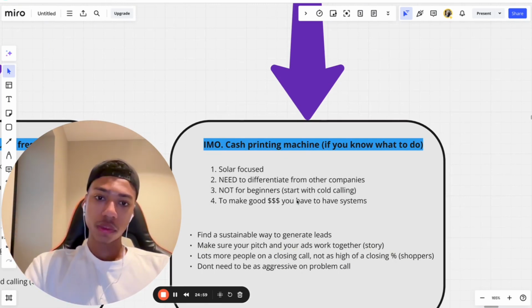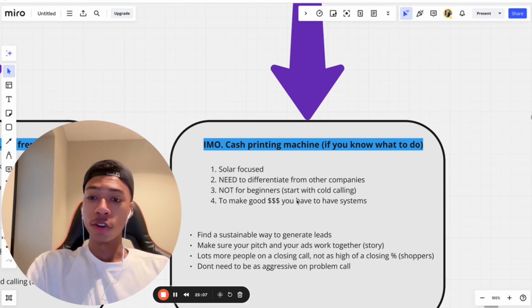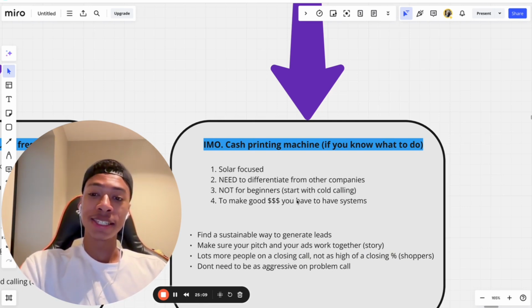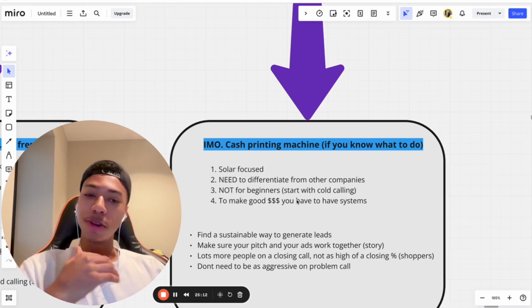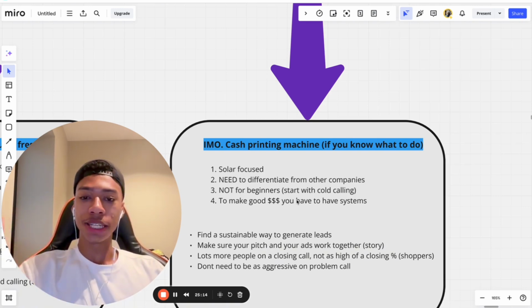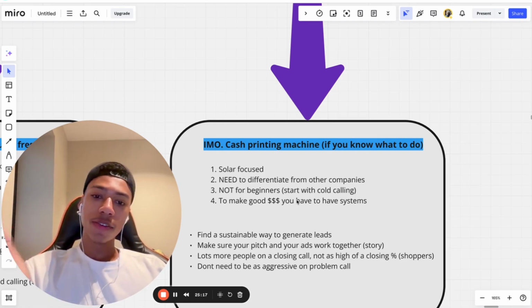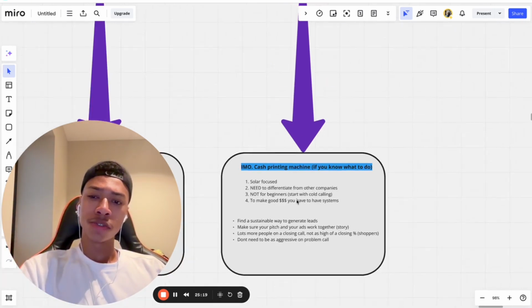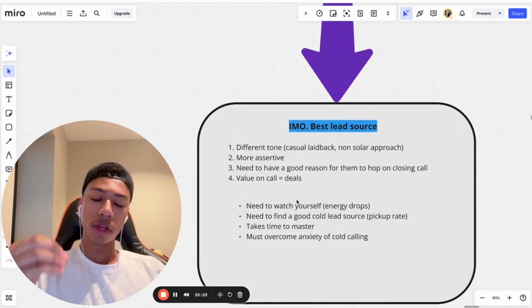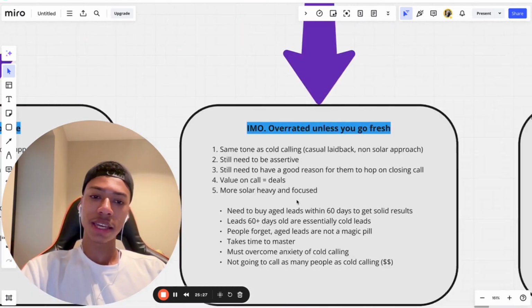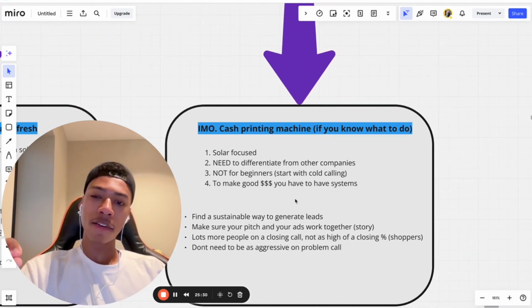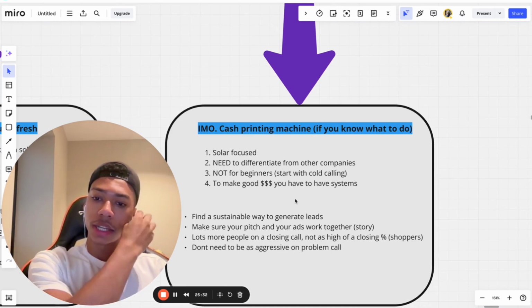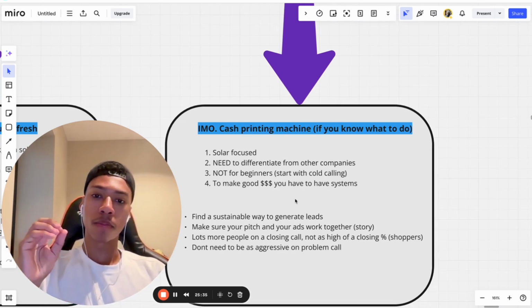So inbound leads, in my opinion, can be an absolute cash printing machine if you know what to do. If you don't know what you're doing, it will be an absolute money stealing machine, because you have absolutely no idea what you're doing. It can be very good and very bad. Which is why I always recommend starting with cold leads, because it will help you build that foundation, build the understanding of solar, and of the product you're selling. If you go straight to inbounds, you're probably going to have a hard time understanding what to do, because there's a very, very different approach that you need to have.